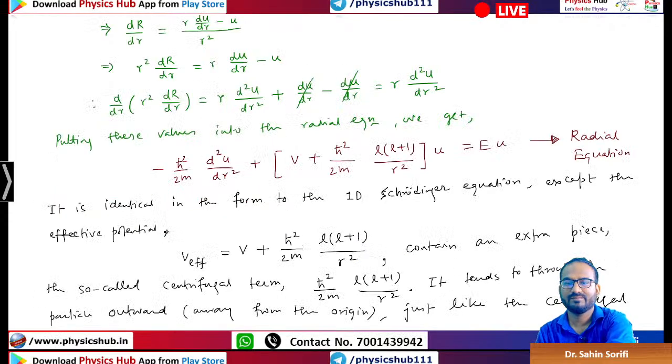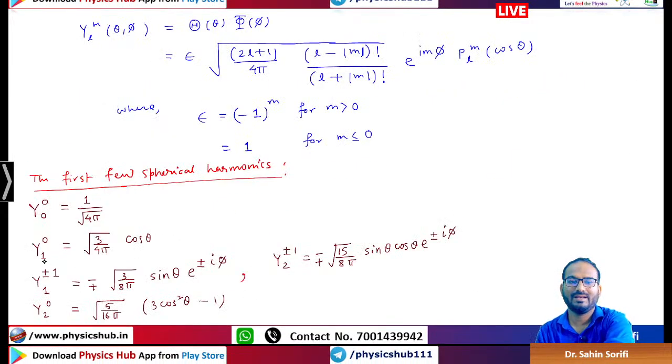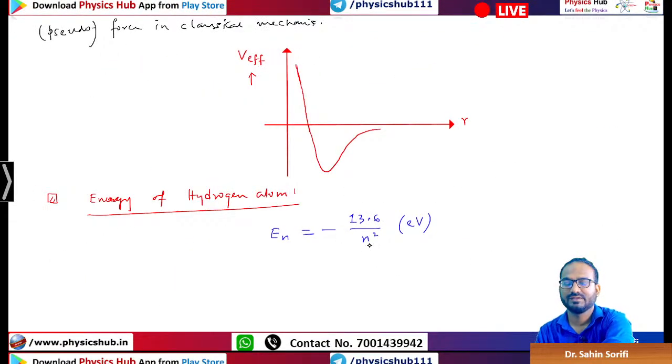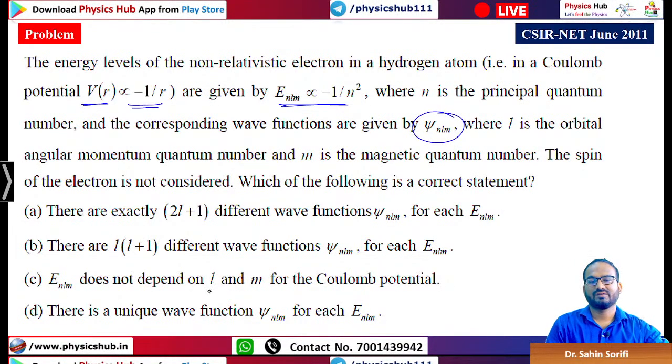Theta phi dependency gives rise to l and m, but the radial part is responsible for the principal quantum number n. And the energy, as you can see, depends only on n, so obviously l and m will not decide. So E n l m does not depend on l and m for the Coulomb potential, because it is proportional to 1 by n square only. So option C will be the correct option.